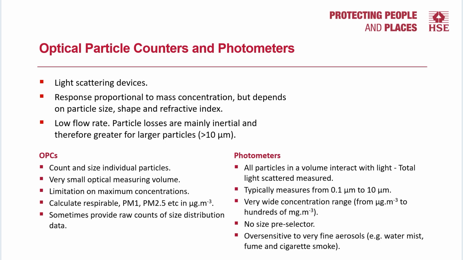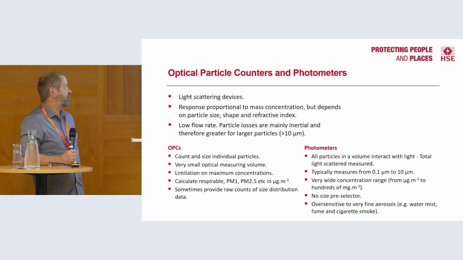Real-time monitoring, in this case we're looking at optical particle counters and photometers. So just a quick introduction. They are light scattering devices. The response is proportional to the mass concentration, but it depends on so many other factors that it can be very difficult to get a reasonable calibration between something that looks at light properties of a dust and correlate that to something that is basically the mass concentration. They are low flow rate, and you can get particle losses in the sampling zones.